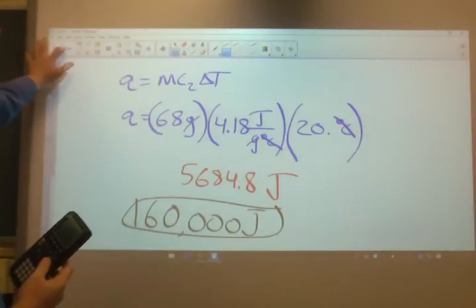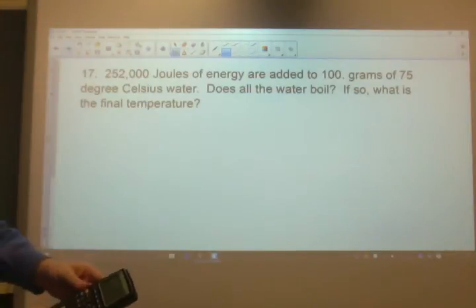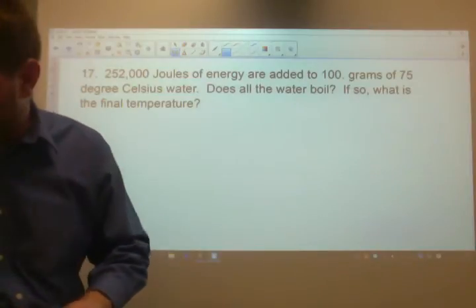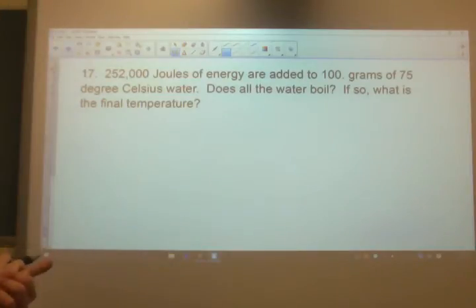Okay. Last problem I'm going to go through is number 17. 252,000 joules of energy are added to 100 grams of 75 degrees Celsius water. Does all the water boil? If so, what is the final temperature? Alright, this is definitely going to be a tricky problem, so let's work it out.